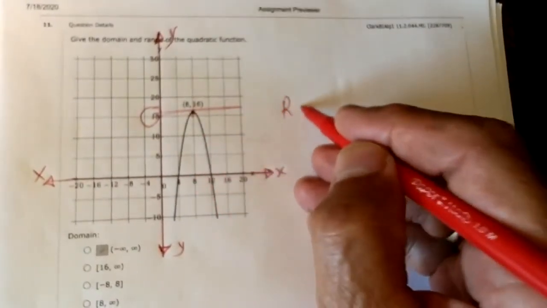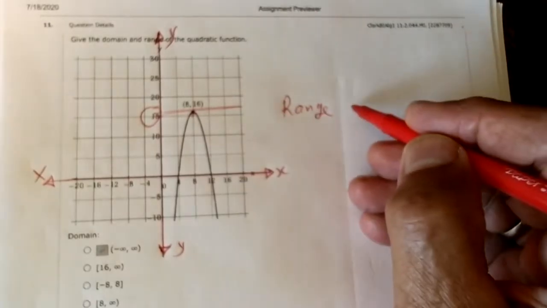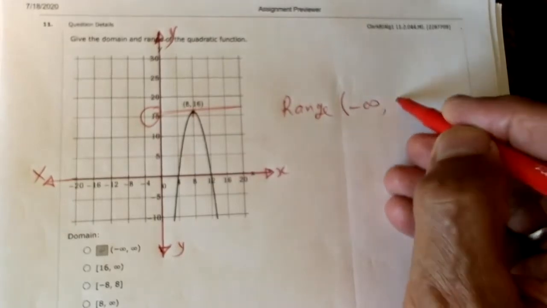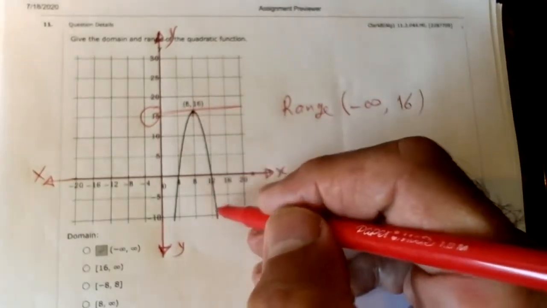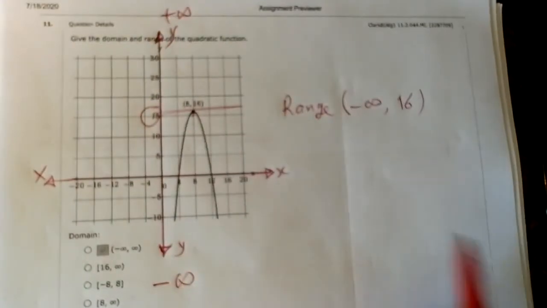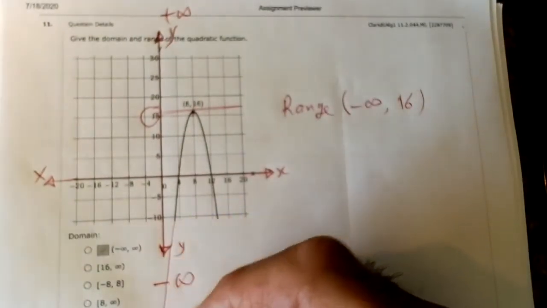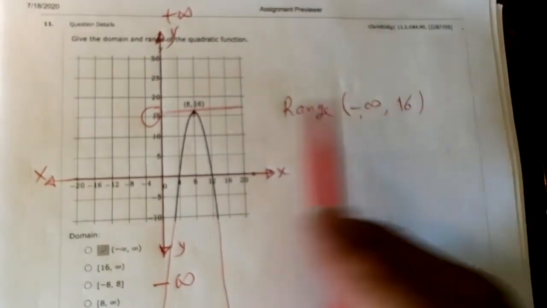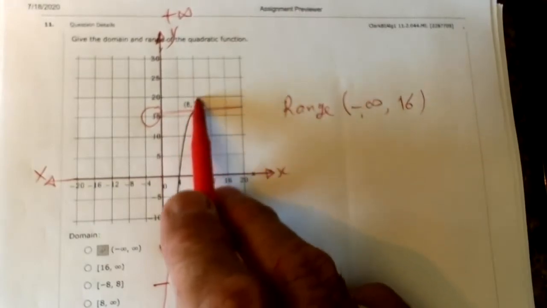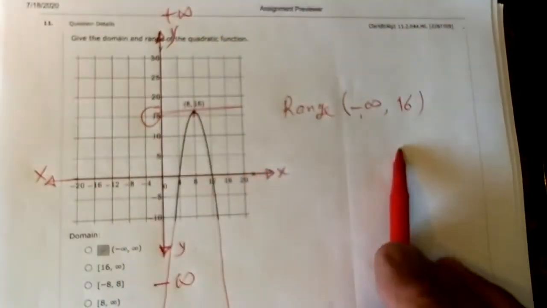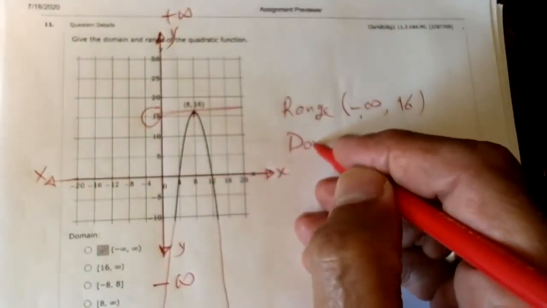So the range is always the y value. y doesn't go beyond 16. So y is always from negative infinity to 16. You know why negative? Because look, this is negative infinity for the y, and this is positive infinity for the y. You see that? So the graph can go all the way toward minus infinity, but it doesn't go above y equals 16. See, this is y equals 16. The graph doesn't go above that. So that's the range. Domain is always x.